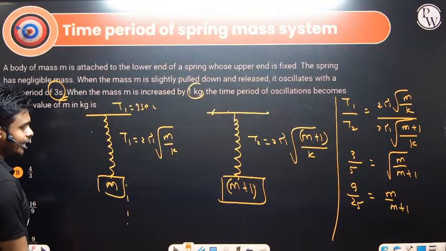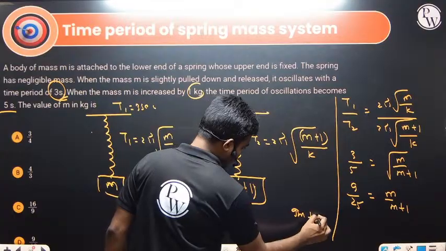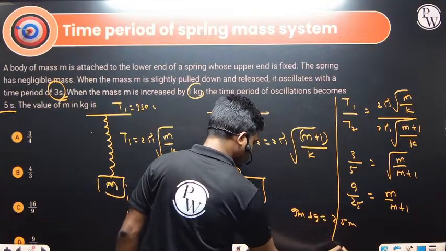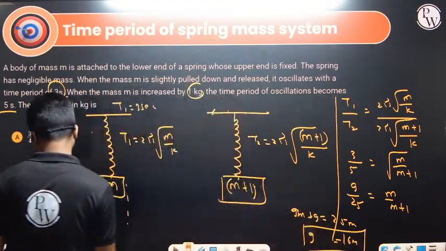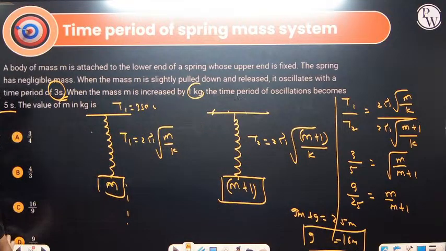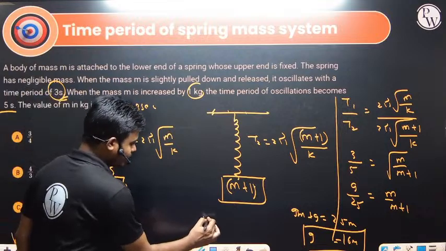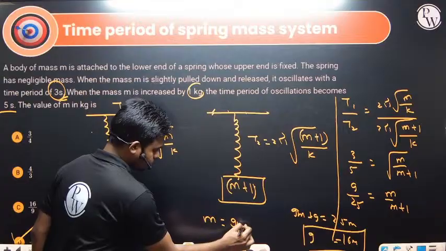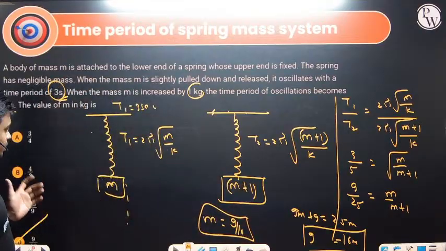Solving this, we get 9m plus 9 is equal to 25m. So from here 16m is equal to 9, and m will be 9 by 16. Clear? It is the simple formula T equal to 2 pi under root m by k.